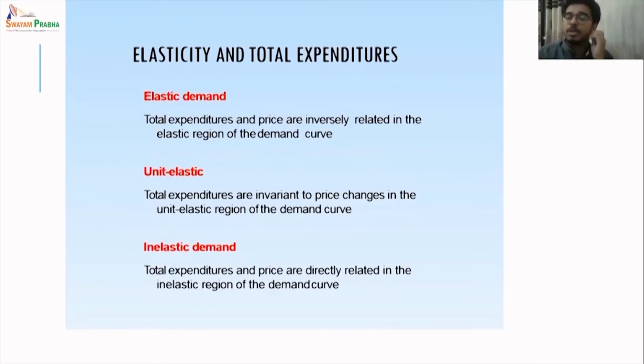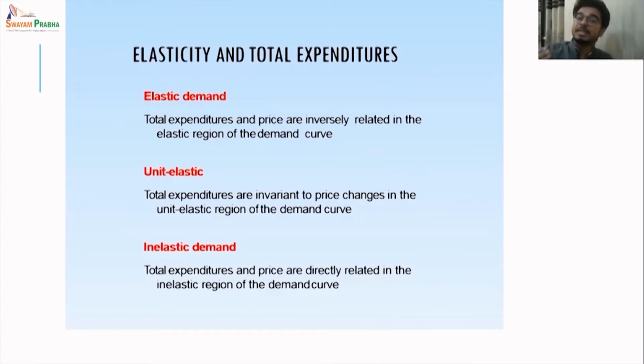So what we observe for elasticity of demand, again I will repeat, elastic demand is when the change in quantity demanded is larger than the change in price. Change in price is this much, change in quantity is this much, then that is an elastic demand. Unit elastic is when the change in price and change in quantity are the same. Inelastic is when the change in price is this much, change in quantity is this much. So the price change is larger than the quantity change.